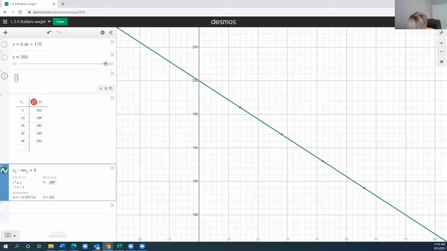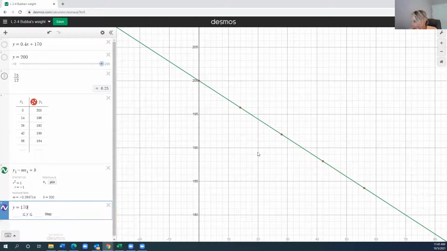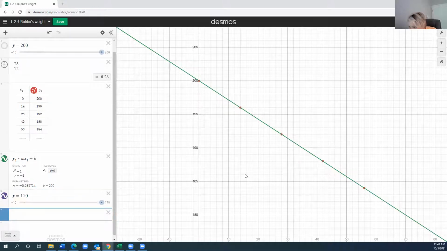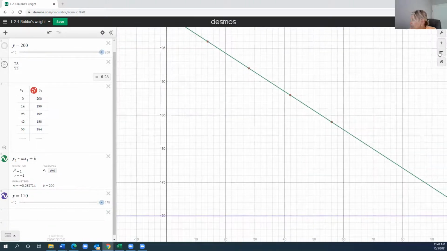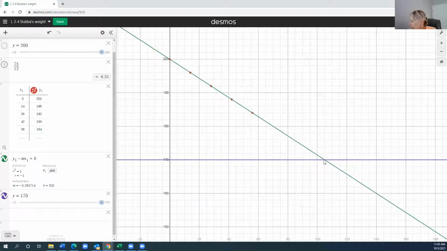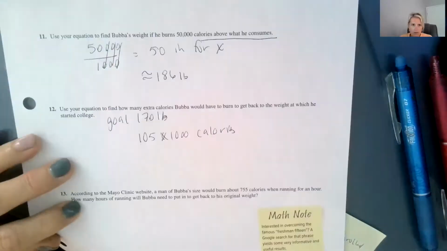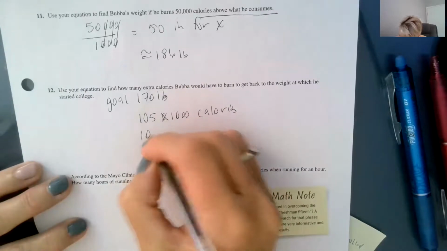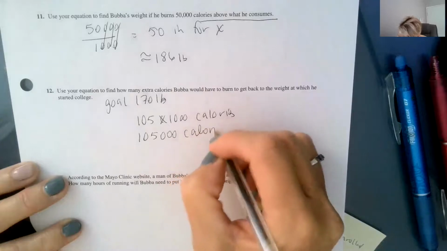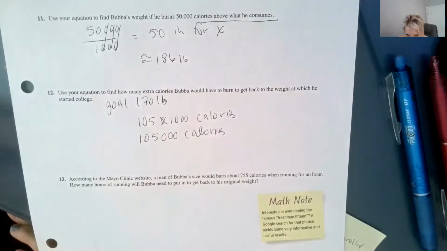170 pounds. And I'm going to just go in here in Desmos and write y equals 170. And then it will draw a line for me at 170 when I hit enter here. And I'm going to zoom back out. So it's 170. I'm going to go over here and see where the purple and the green meet. And that's at 105. So 105, we're going to go back to our table for a minute. Times 1,000 because it's got to be in thousands for calories. So 105 in thousands. So that's 105,000 calories above what he eats total. Right. So this is after some months.